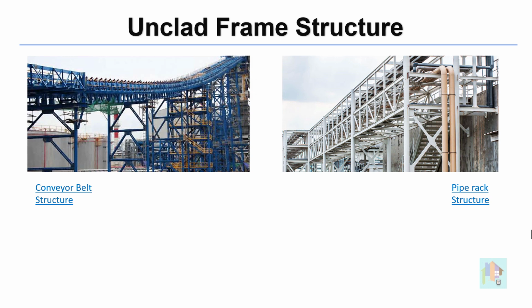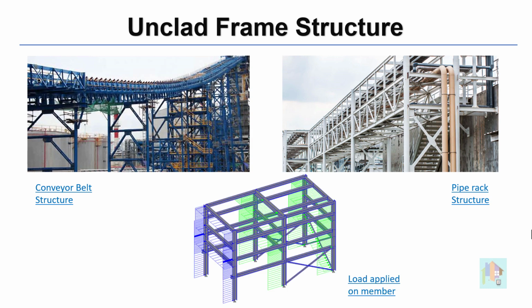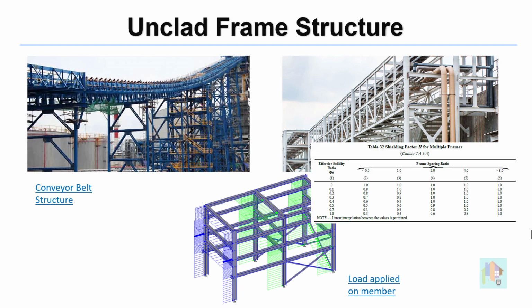Apart from cladded building structures, another common type of industrial structure is the unclad frame structure like a coal handling unit, conveyor belt, pipe rack or temporary frame structure. There is no external cladding, hence wind is applied directly on the member. For such unclad frame structures, we need to consider wind load as member load. Also, calculation of load intensity is different from a cladded building structure, as we need to consider several additional factors like solidity ratio and shielding factor.